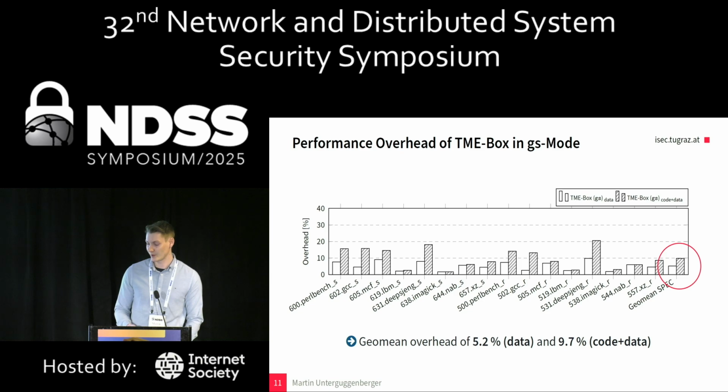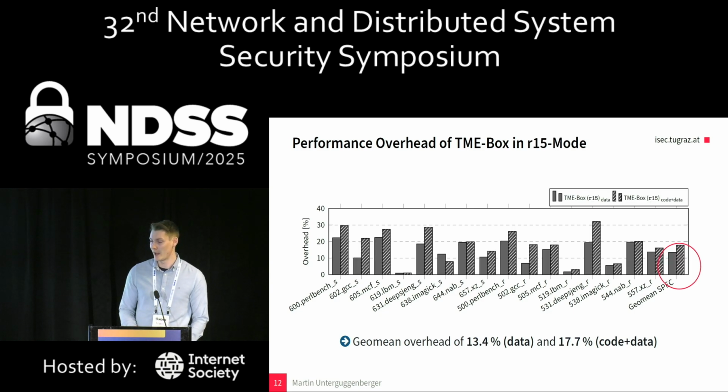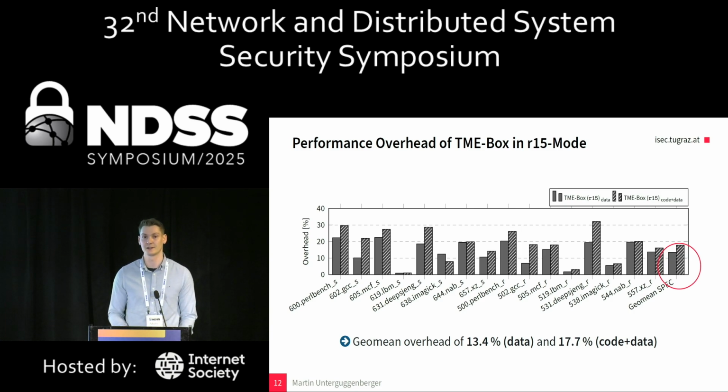Here we could lower this overhead by using, for instance, other hardware features such as the Intel CET shadow stack. And for better comparability and also compatibility, we provide performance overhead results of TME-Box in R15 mode. Here we can report a geomean overhead of 13.4% for data isolation and 17.7% for code and data isolation, which means the segment-based addressing really helps with the performance.